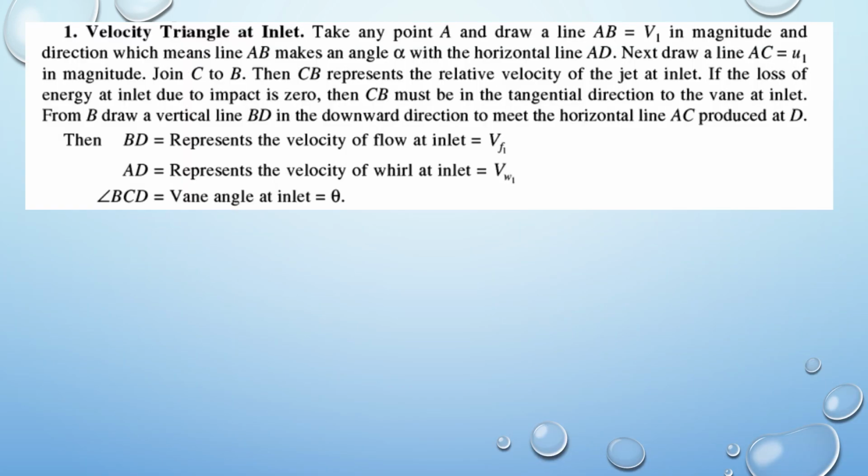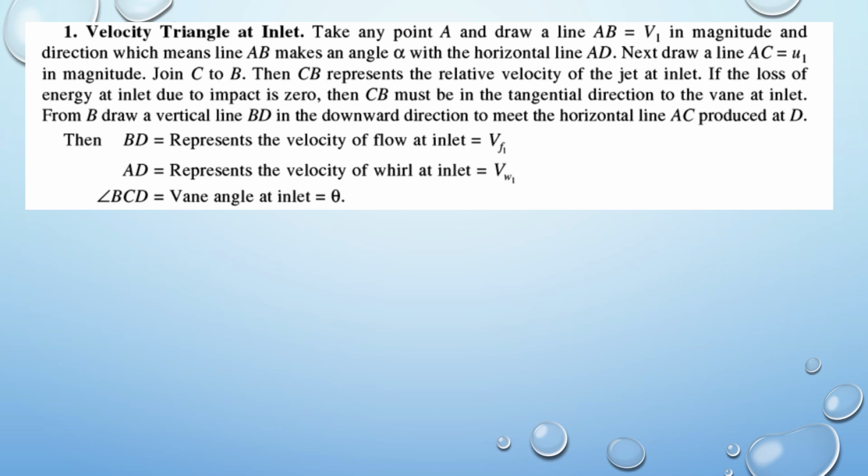First, the velocity triangle at inlet. We take any point A and draw a line AB of magnitude V1, with direction such that line AB makes angle alpha with AD. Next, draw line AC equal to u1 in magnitude. Join C to B. Then CB represents the relative velocity at inlet. The loss of energy at inlet due to impact is zero, so CB must be tangential to the vane at the inlet.